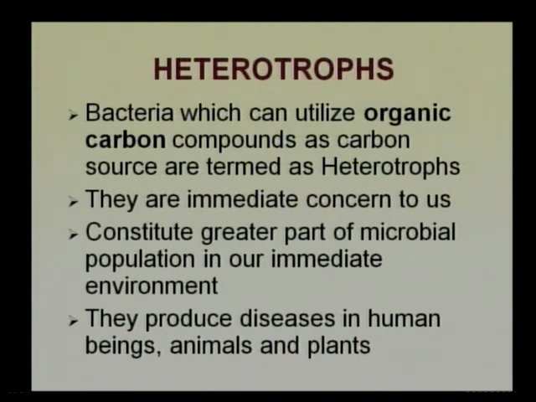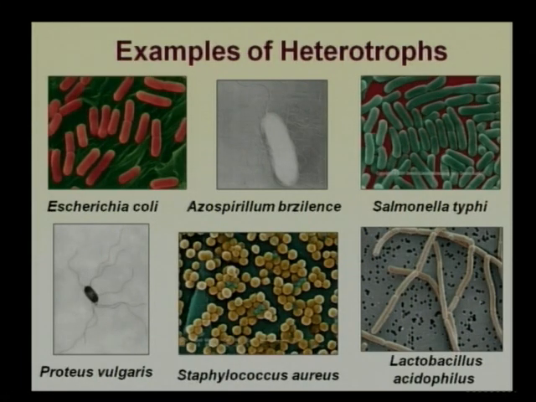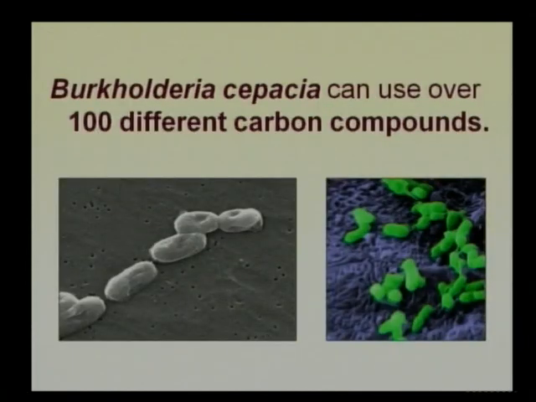These are also heterotrophs. For example, here pictures of a few heterotrophs are shown: Escherichia coli, normal flora of our intestine; Azospirillum brasilense, normally present in soil; Salmonella typhi, which can cause the disease typhoid; Proteus vulgaris, also a skin flora; Staphylococcus, skin flora; Lactobacillus acidophilus, a normal flora of curd. So these are the bacteria which are of immediate concern to us. Normally heterotrophs are present in the environment in large amounts, and they can be cultivated in two types of medium.